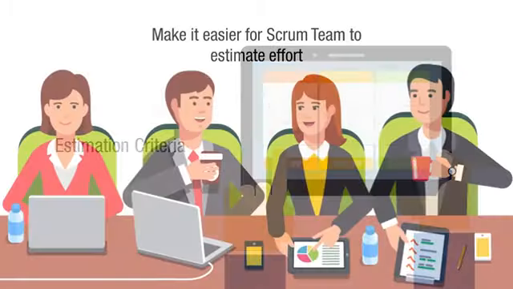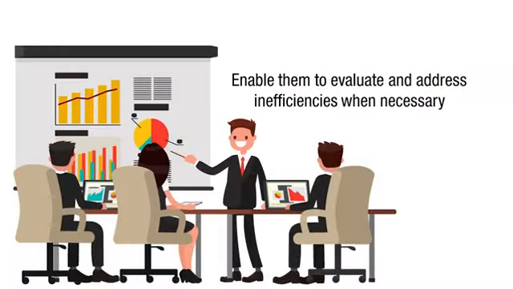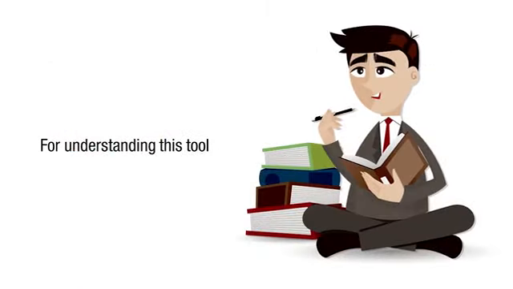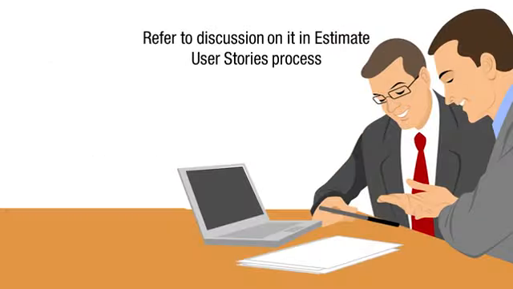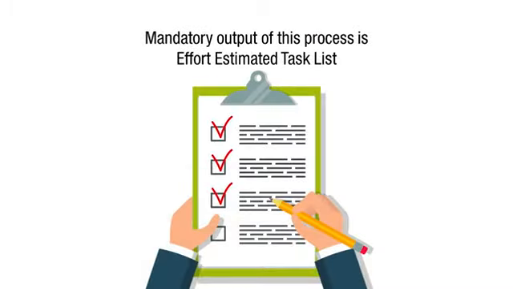Estimation criteria make it easier for the Scrum team to estimate effort and enable them to evaluate and address inefficiencies when necessary. The last mandatory tool is estimation methods. For a good understanding of this tool, please refer to the discussion on it in the Estimate User Stories process. The mandatory output of this process is the Effort Estimated Task List.